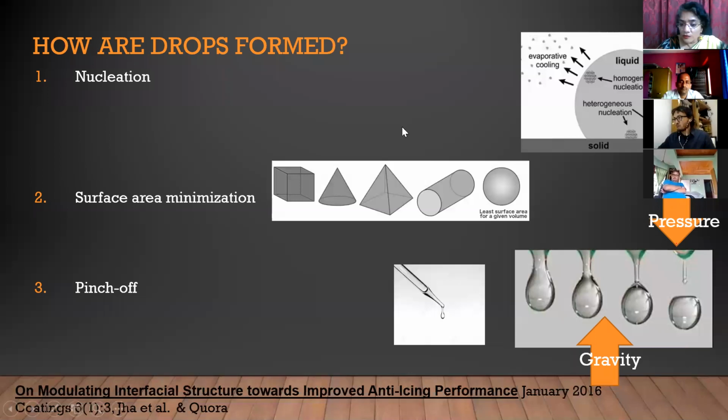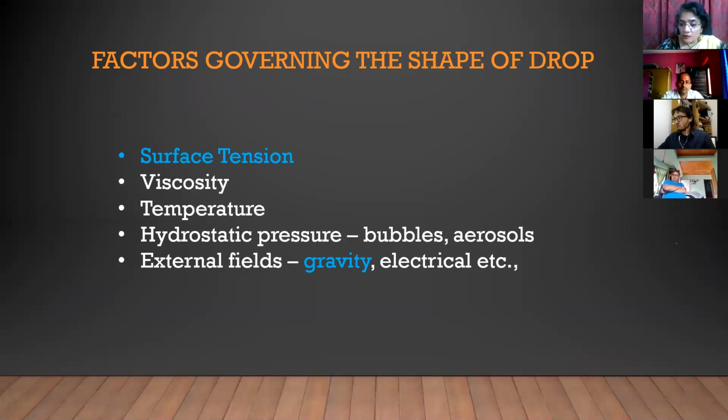So what are the main features, factors that govern the shape of a drop? The main property is surface tension. There are other things like viscosity, temperature, the pressure balance. If you have a system which has more than one kind of material, like a bubble or an aerosol, or it could be the external fields, typically gravity or electrical fields, etc. We will be looking at surface tension and gravity alone.